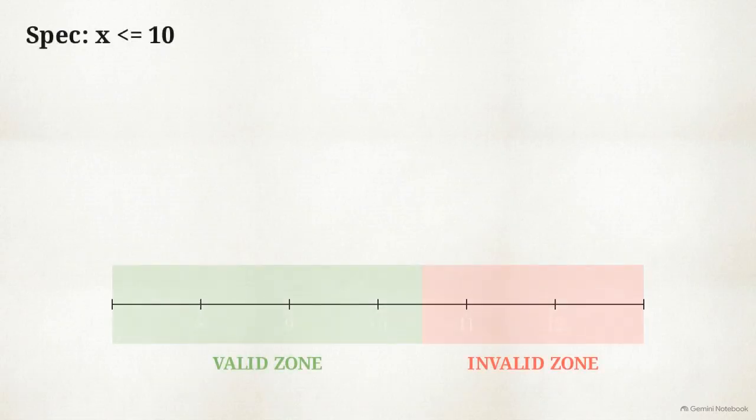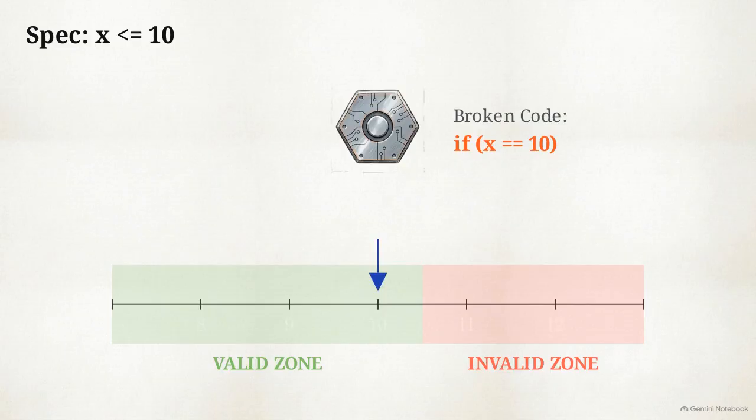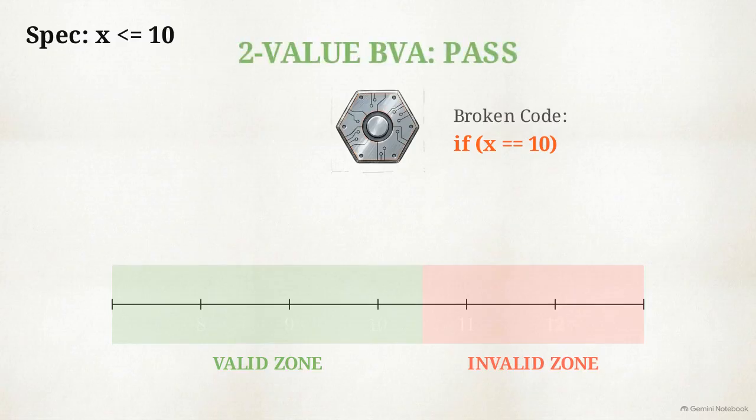But isolating the zone isn't enough. We have to test the edges. Standard two-value boundary value analysis checks the exact boundary, which is 10, and the nearest invalid unit, which is 11. Here, the two-value approach fails. If we input 10, the broken code passes. If we input 11, the code correctly rejects it, since 11 doesn't equal 10. Both register as a pass, though the logic is flawed.